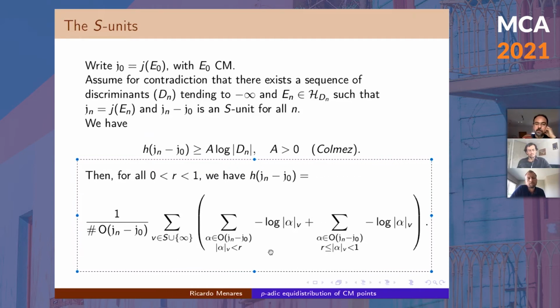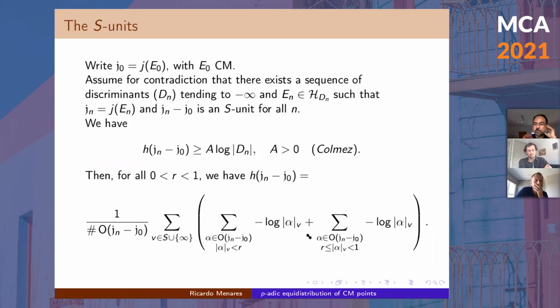First of all, if you look at the formula for the height, what really matters are the Galois conjugates with absolute value bigger than 1. But here we are focusing on Galois conjugates with absolute values smaller than 1, or even smaller than R, where R is some quantity between 0 and 1. We can do that because of the product formula. The product formula tells you that the product over all valuations of a non-zero algebraic integer is equal to 1. So by taking logarithms, you can pass from bigger than 1 to less than 1. That's a very standard manipulation.